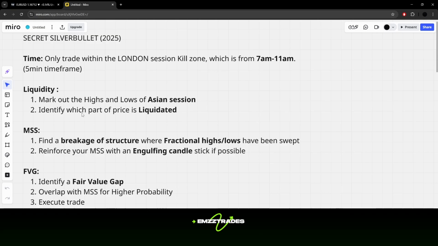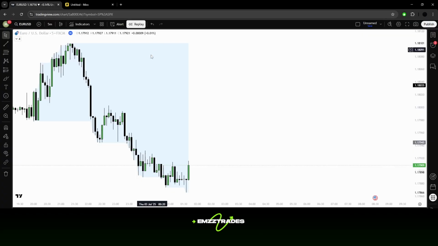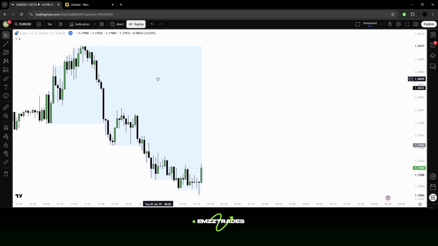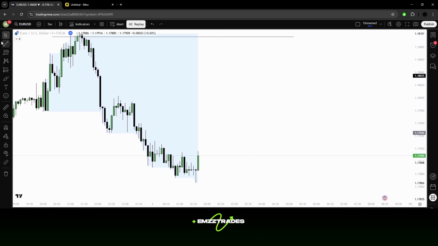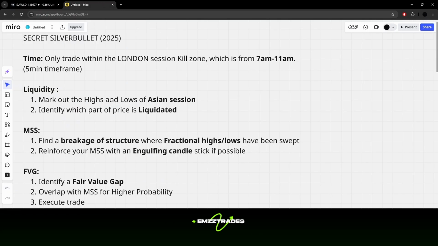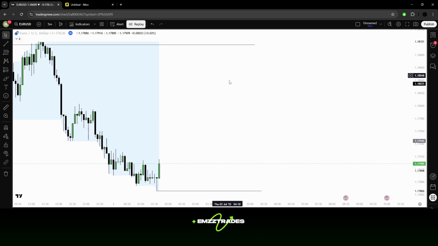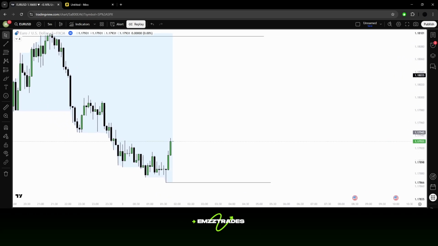Right, so the first thing that we have to do is mark out the highs and the lows of Asian session. As you can see, my indicator already marked out my Asian session right here. It's in the blue area. What I'm going to do is mark out the highs and also mark out the lows liquidity. As soon as I do that, what I need to figure out is which part of price gets liquidated first, whether it's the highs or the lows. So if I play price forward, you can see exactly how and where it's going.